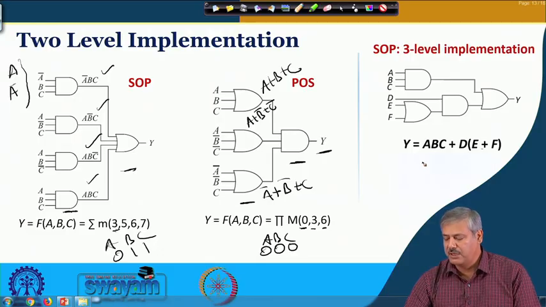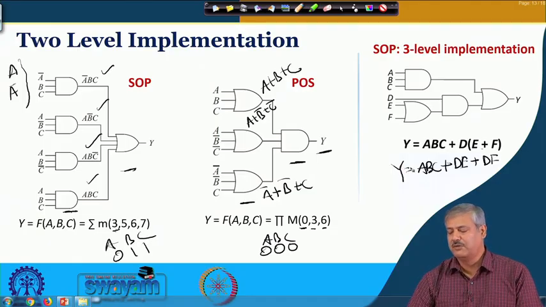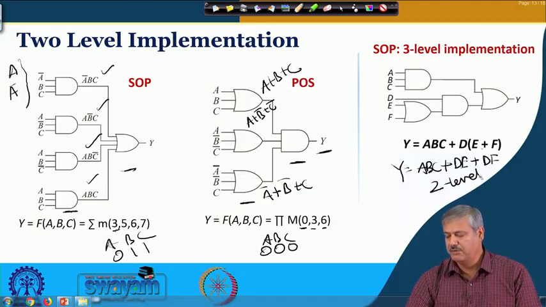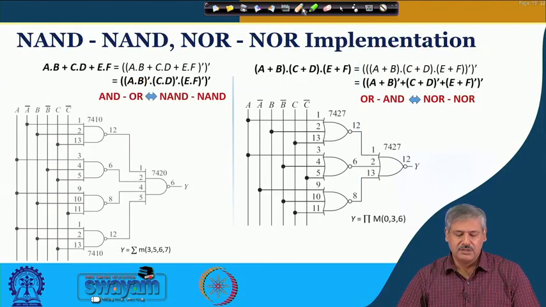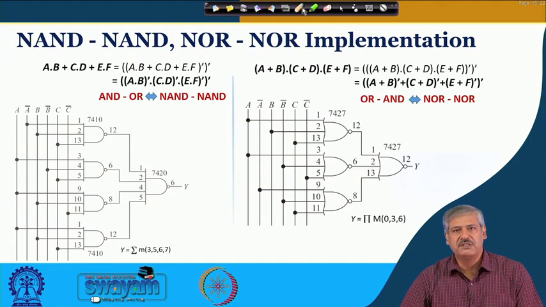You could have made a 2 level implementation by expanding it, just ANDing it following the distributive law, D E and D F. So, this would have given you a 2 level implementation.